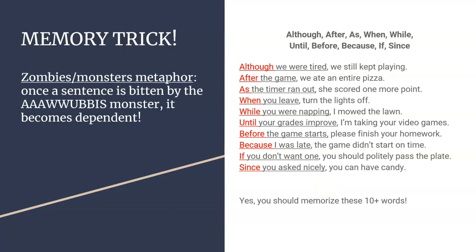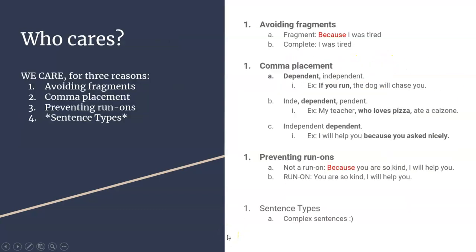Okay, so a little memory trick here is to think about these WUBIS words like zombies. Kind of like if a zombie bites you, you become a zombie. Well, if you have an independent clause like we were tired that can stand alone, and this WUBIS word although bites this independent clause, it makes it dependent. So just know that when you have the WUBIS monster going on in your sentence, you've got a dependent clause, and that means you've got to make sure that it's connected to another independent clause to help it out.